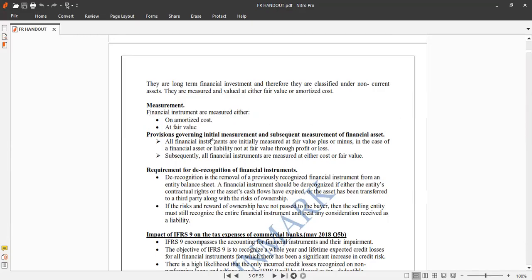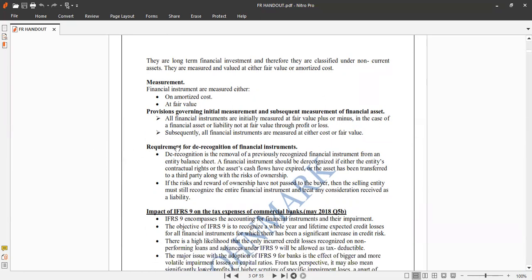And all financial instruments are initially measured at fair value. You need to know that all financial instruments are initially measured at fair value, plus or minus, in the case of a financial asset or liability, not at fair value through profit or loss, the transaction costs. Then subsequently, all financial instruments are measured either at cost or at fair value.